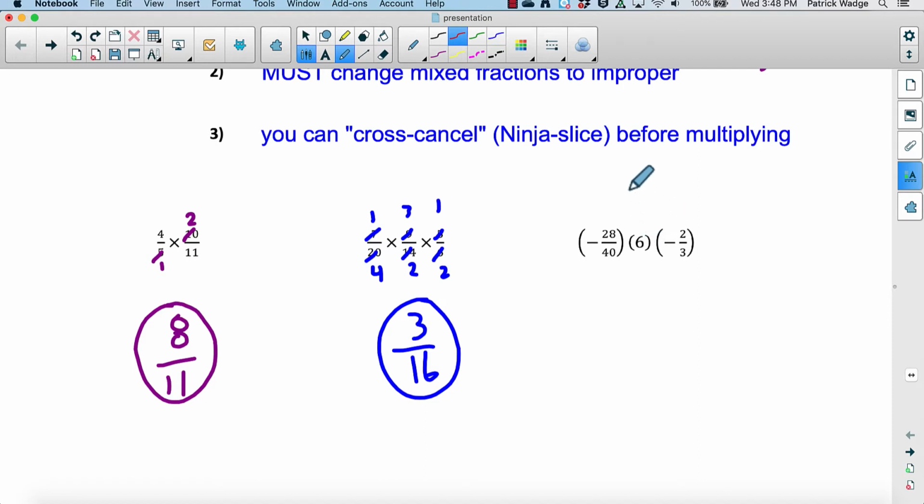Next, oh my gosh, we got negatives. Don't worry, how many negatives do you see? I see 1 here and I see 1 here. 2 negatives when you're multiplying make a positive. Great, our answer is going to be positive. We're in good shape.